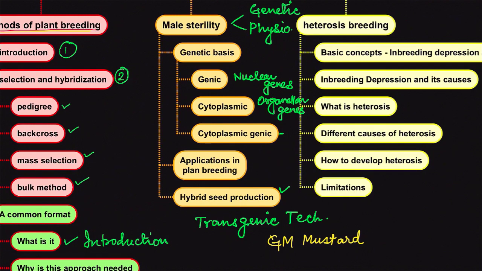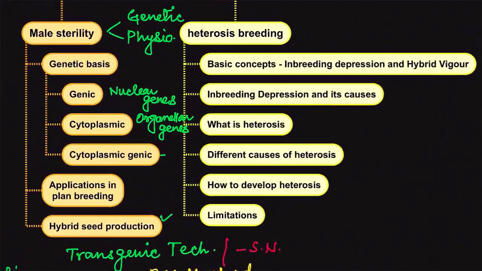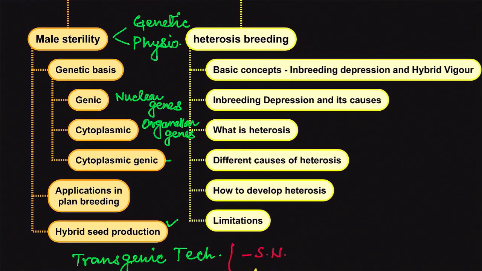My feeling is that you should be preparing transgenic technology based male sterility as a separate short note. Given the news GM mustard has been in, you should not be surprised if you get asked a short note on transgenic technology's role in male sterility. Once you are done with that, the next topic is heterosis breeding.